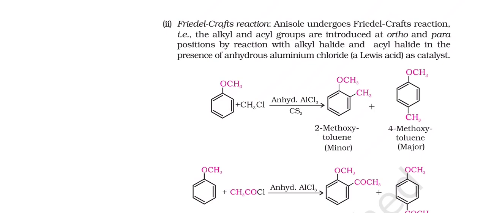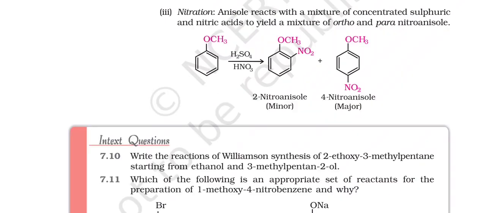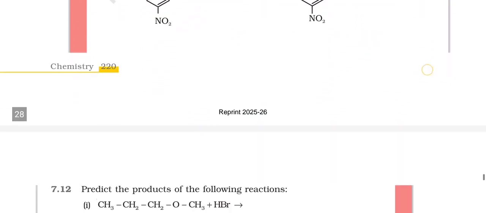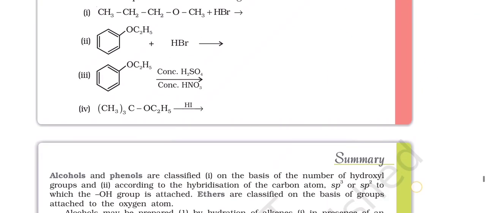Friedel-Crafts reaction. Anisole undergoes Friedel-Crafts reaction. The alkyl and acyl groups are introduced at ortho and para positions by reaction with alkyl halide and acyl halide in the presence of anhydrous aluminum chloride as catalyst. Nitration. Anisole reacts with a mixture of concentrated sulfuric and nitric acid to yield a mixture of ortho and para nitroanisole.